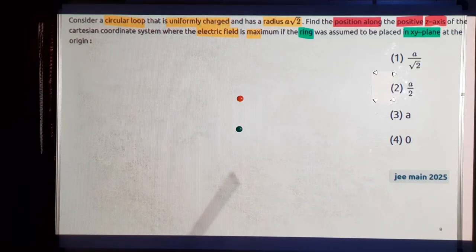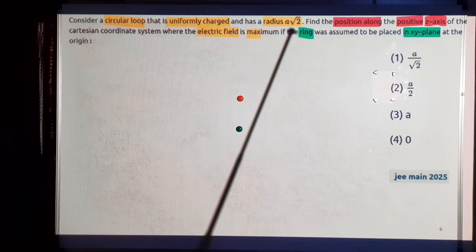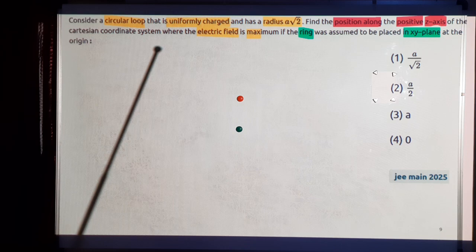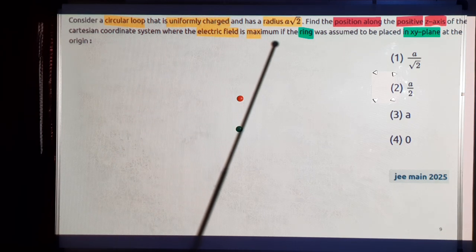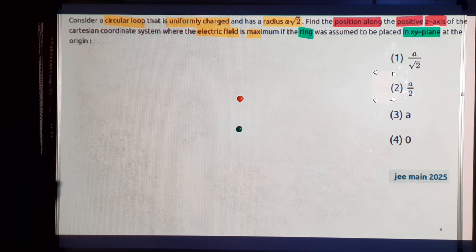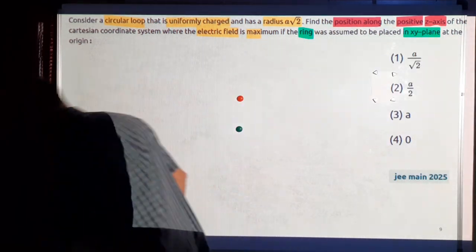This is the next question. Consider a circular ring that is uniformly charged and has a radius A root 2. Find the position along the positive z-axis of the Cartesian coordinate system where the electric field is maximum, if the ring was assumed to be in the xy plane. You can pause and run this question.